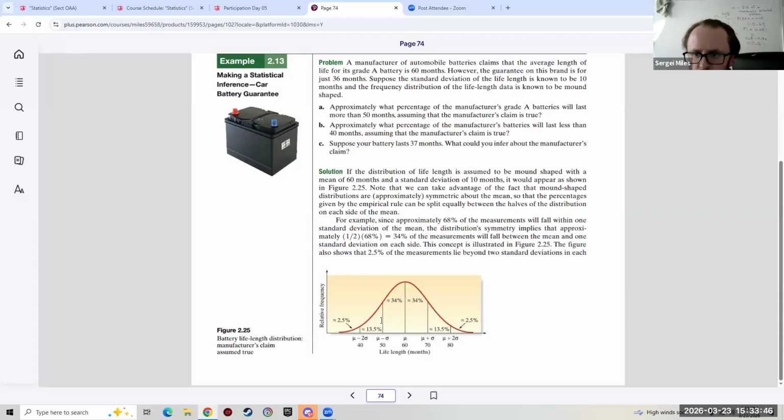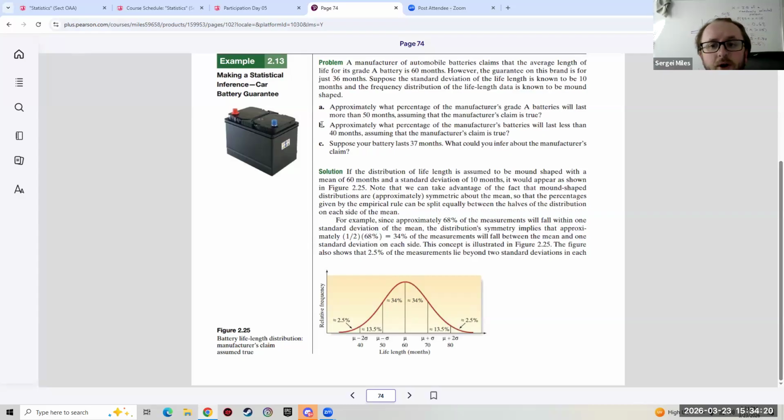All right. In which case, the percentage for that region is going to be this 34% on the left side plus the 50% on the right side. That means 84% of the batteries should last 50 months or longer if the average truly is 60. All right. So we can see that answer for part A.